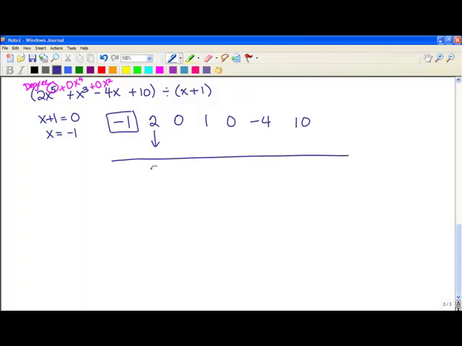First, bring down the 2. Multiply 2 by the box negative 1. That's negative 2. Then add up the column. 0 plus negative 2 is negative 2. Multiply again. Negative 2 times the box negative 1 is positive 2. Add these together. We get 3. Multiply again. 3 times negative 1 is negative 3. Add this together. We get negative 3. Negative 3 times the box negative 1 is positive 3. Add these together. We get negative 1. Finally, negative 1 times the box negative 1 gives us positive 1. And we add this last column to get 11.